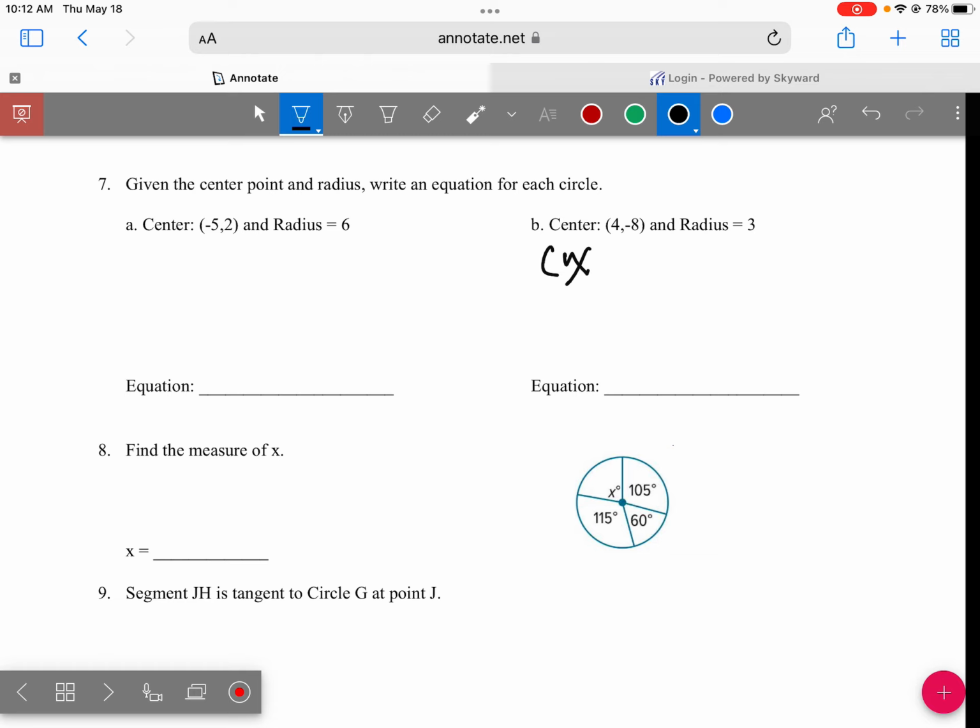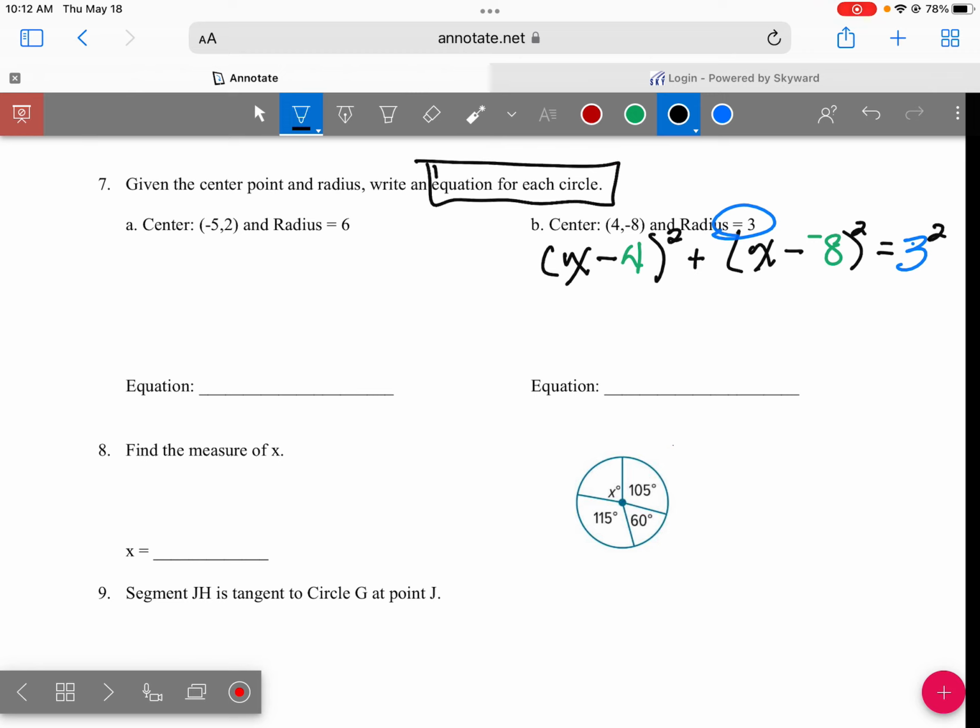So this is x minus 4 quantity squared plus x minus negative 8 quantity squared equals r. R is your radius, which is 3 squared. That equation of the circle is on your golden sheet already, and this is called the equation for the circle, where HK is the center. Did you catch that?